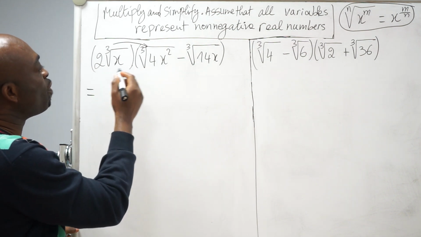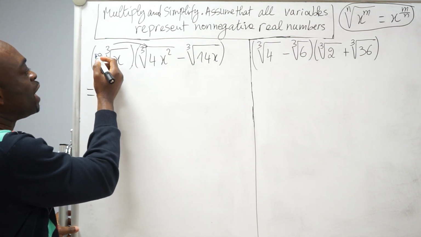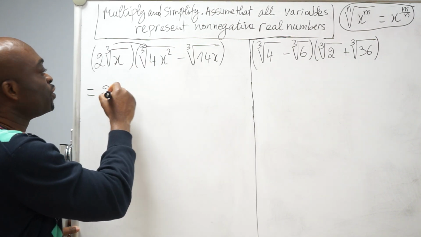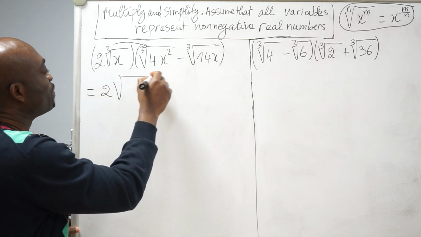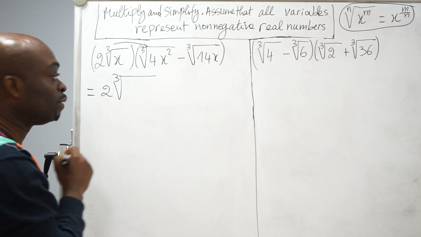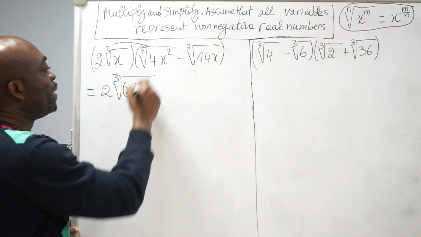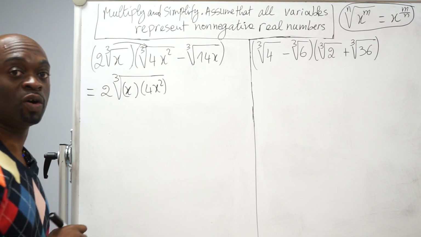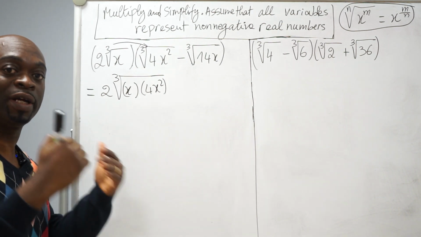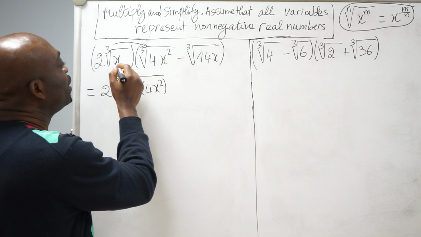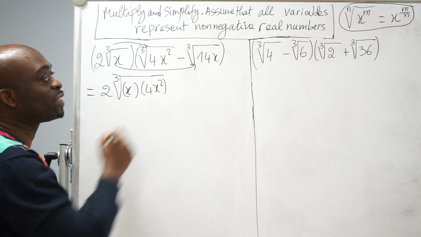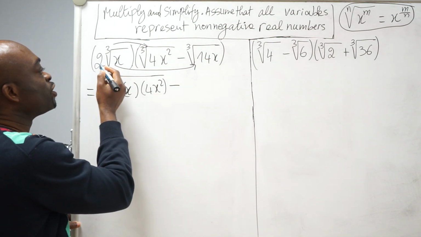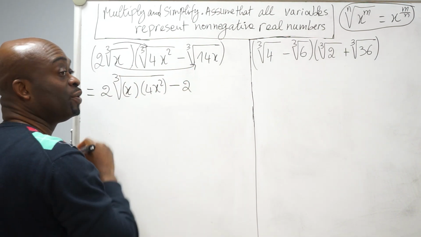The distributive principle or property says what? You take the 2 outside, multiply by the 1 outside, because there's an invisible 1 there. That'll give us 2. And then under the cube root, we're multiplying x by 4x squared. For now, I'm putting it this way so we can go a little slower and understand what's happening. Then the same 2 cube root of x will be multiplied by negative cube root of 14x. That'll give us minus, because 2 times negative 1 gives us negative 2.